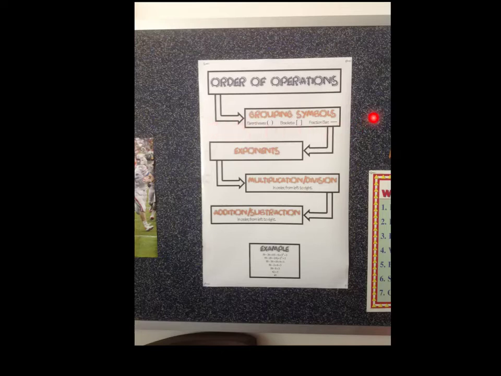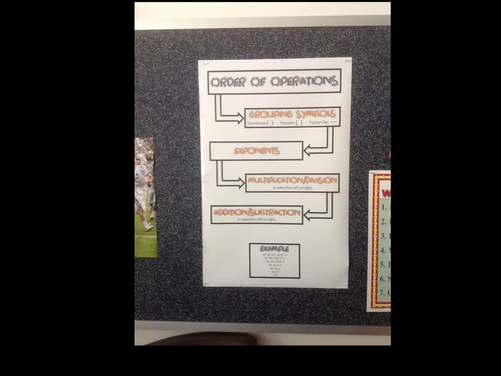First we can see we have our grouping symbols. That means the first thing we do if we see any sort of expression or equation is we look to see what grouping symbols there are. That could be parentheses, brackets, the fractions, etc. Once we've completed everything inside of our grouping symbols, we move on to exponents. If there are no exponents present in the problem, just like if there are no grouping symbols present in the problem, then we just go on to the next step.